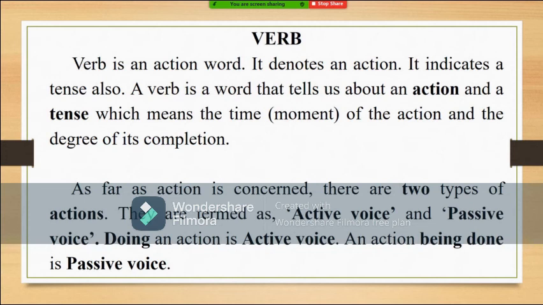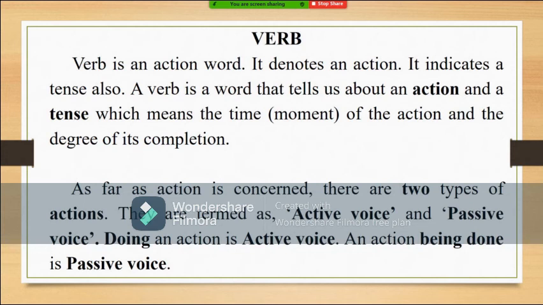A verb is a word that tells us about an action and a tense, which means tense means the time, that means the moment of the action and the degree of its completion, to how much or to how far the action has been completed. That is completion of the action.